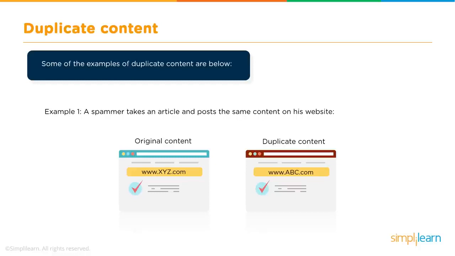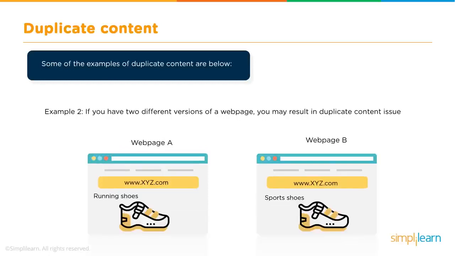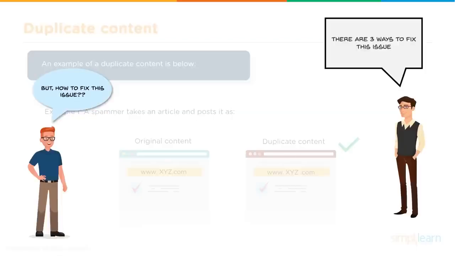We want the search engines to recognize the original source of the content. And so basically, if you have two versions of a web page, you may result in duplicate content issues. Another example of that would be, for example, if you have products, you may find that that same product may be under two different categories. So how do we rectify that? Well, there are a number of different ways.